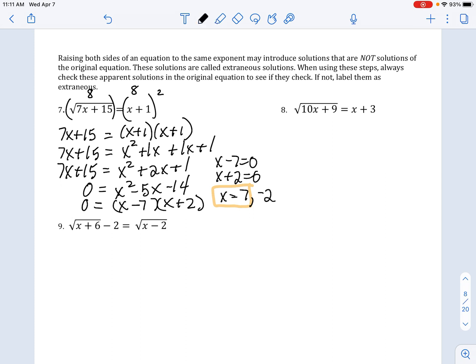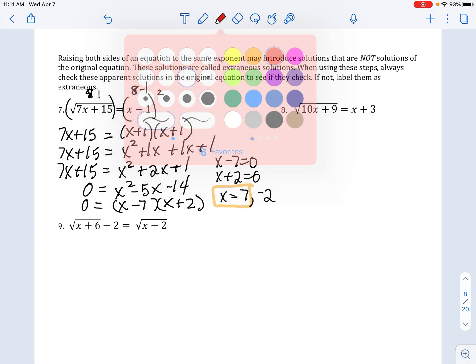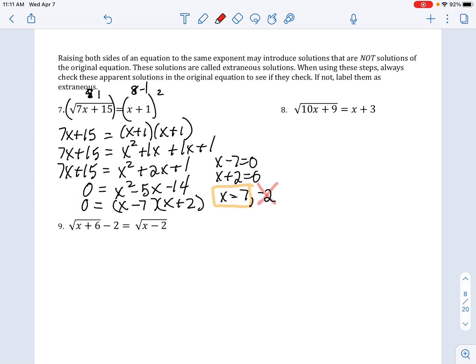Now I'm going to test negative 2. Negative 2 times 7 is negative 14, plus 15 is 1. The square root of 1 is 1. Plugging in -2 on the right side, -2 plus 1 is -1. -1 does not equal 1, and so therefore this is an extraneous solution.